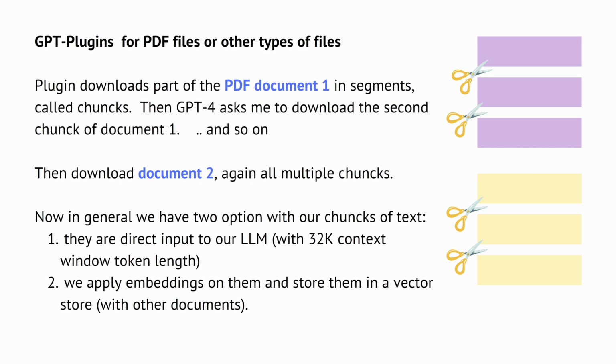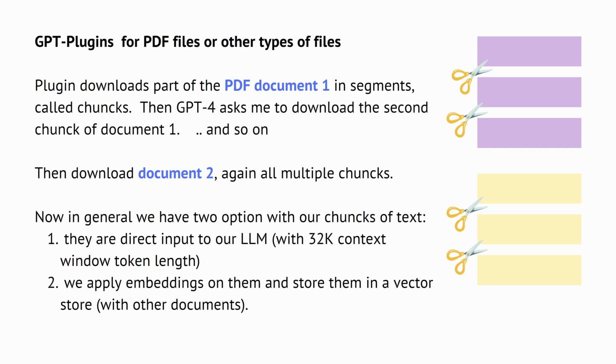Either those chunks of text are copied directly as an input to our LLM, let's say GPT-4 with a 32K context window, the token length. Or, and this is the second option, if we have multiple documents that are much longer than 32K token length, we have vector stores. Think about all the different interface functionalities we have.